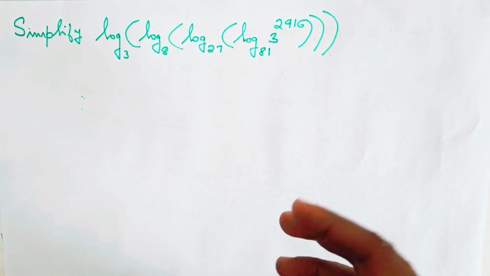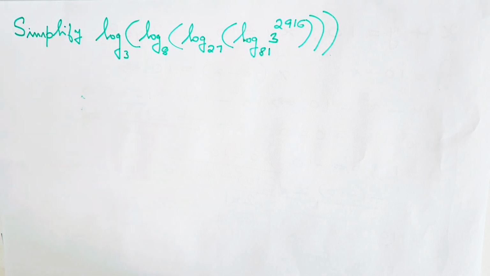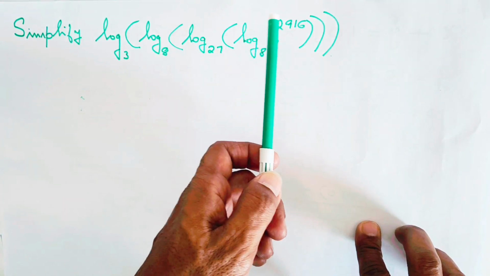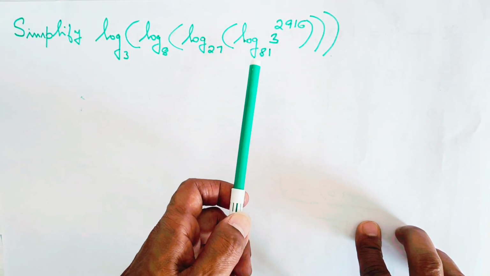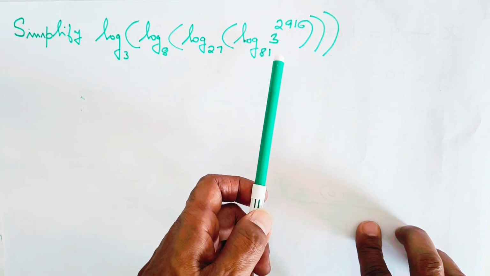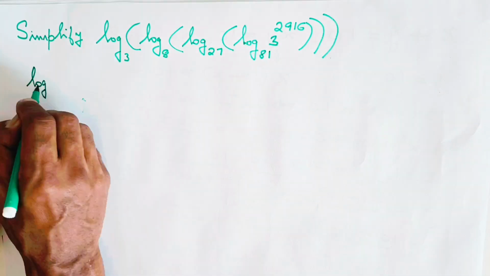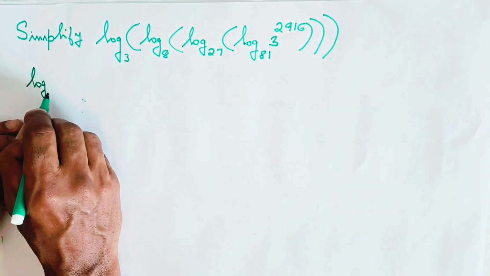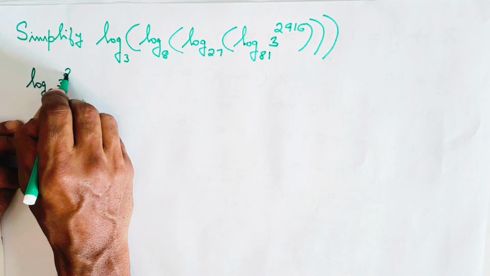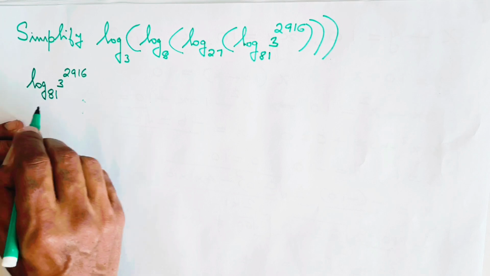In numerical expressions of this kind, the first step is to take the innermost numerical expression in terms of logarithm. That is this one, and we will simplify this. Then we will substitute. That is the way to go about it. So taking this term alone, logarithm of 3 to the power 2916 to the base 81.